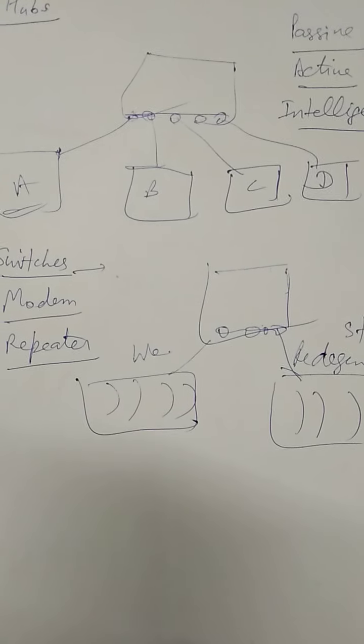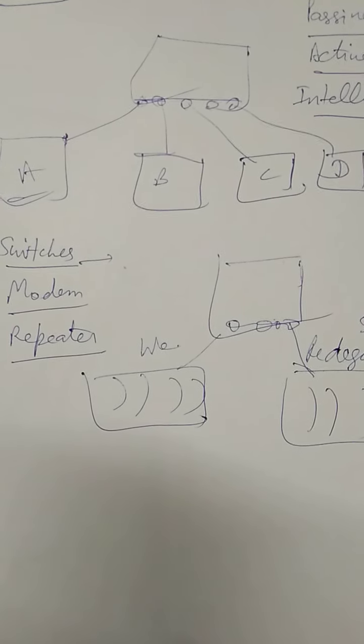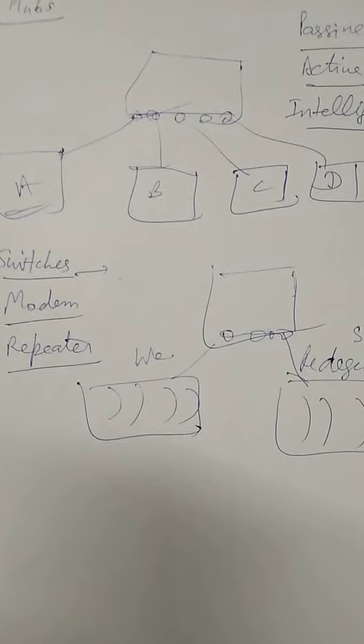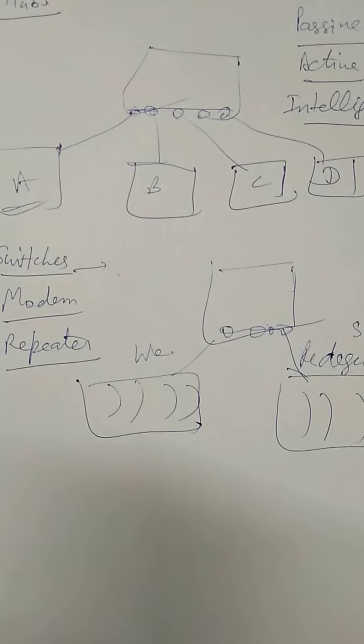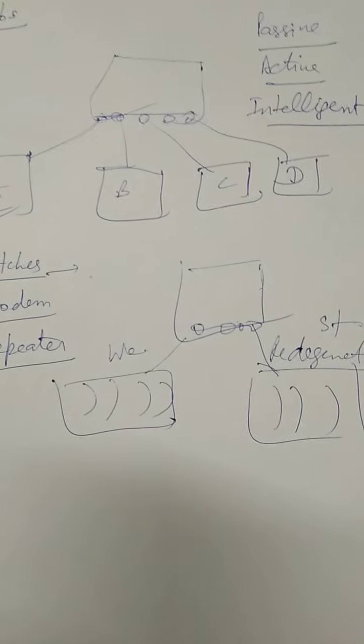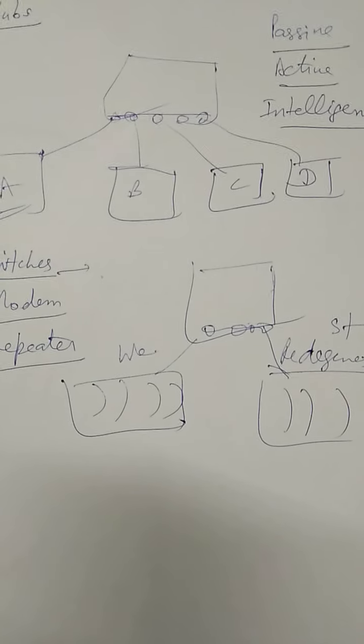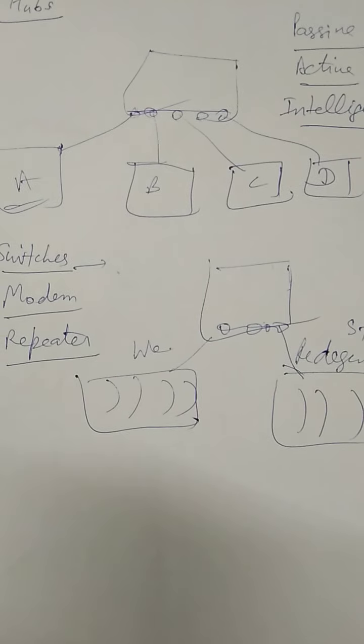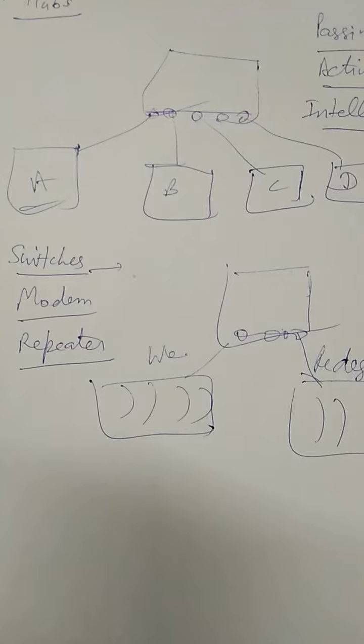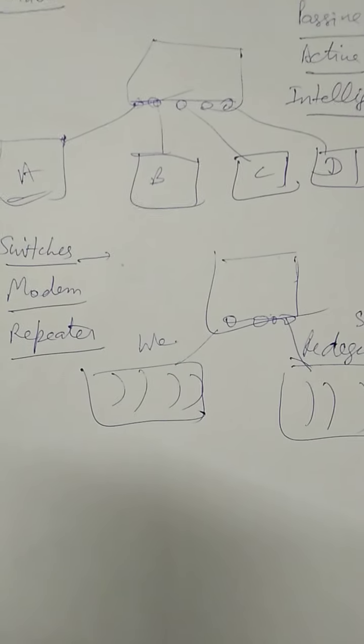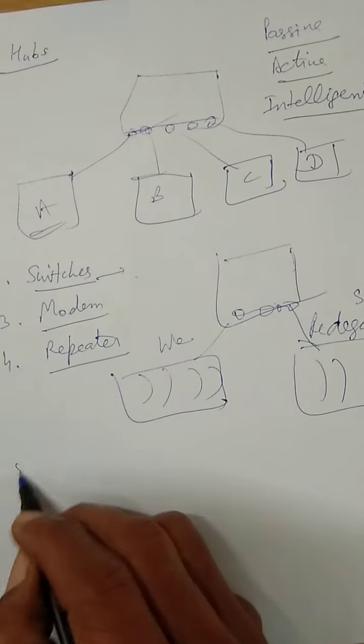There are a few disadvantages of repeaters. These can't connect dissimilar networks. And second, while amplifying the signals, repeaters also amplify the level of noise in those signals. These are the disadvantages. Next is the bridge.